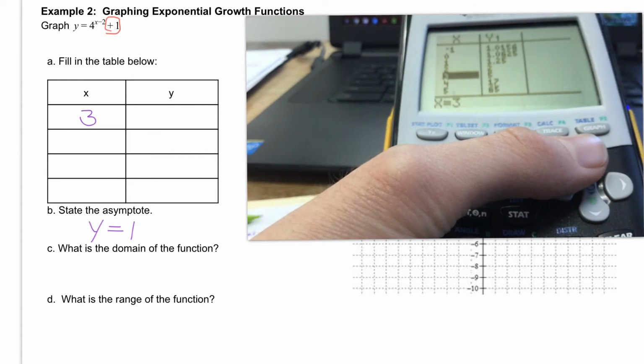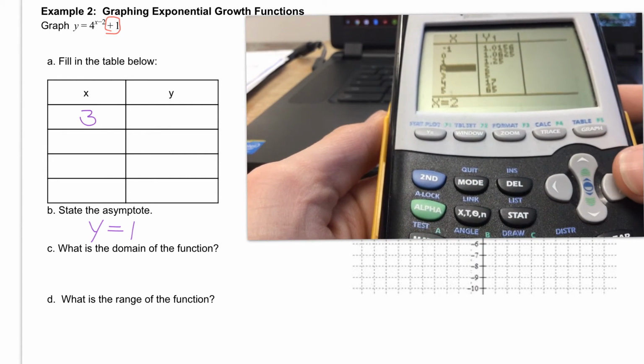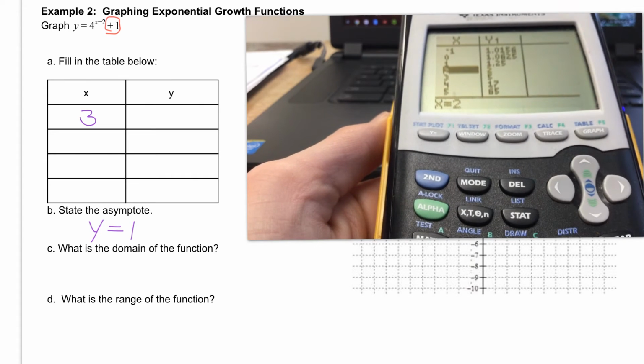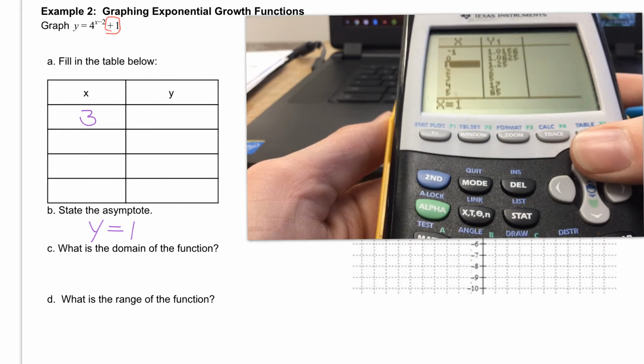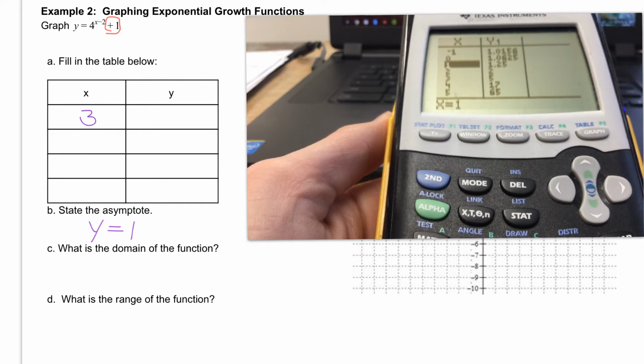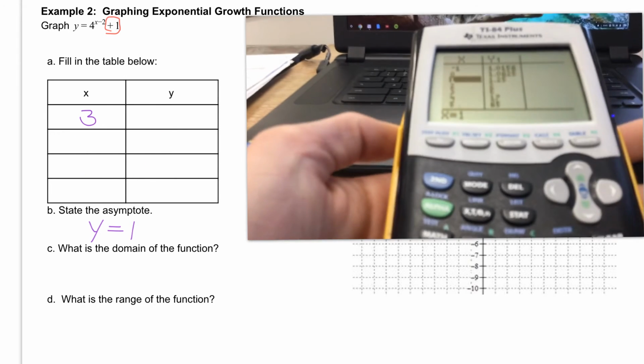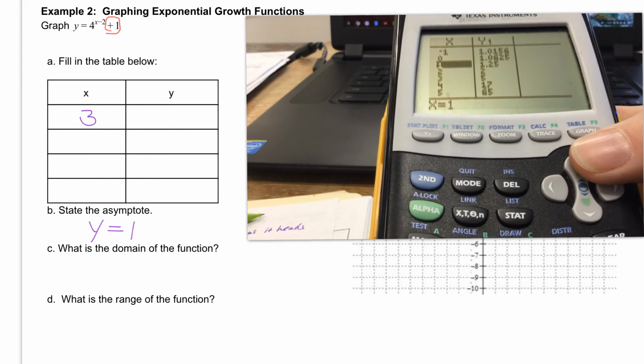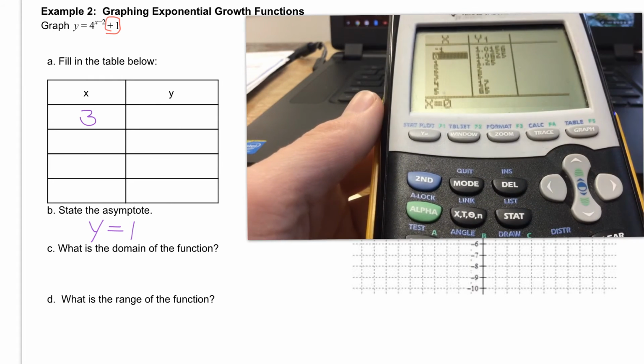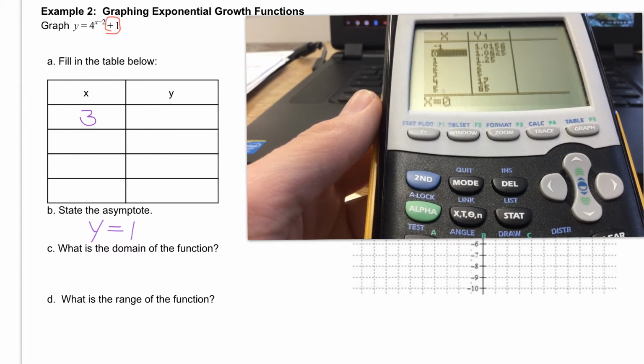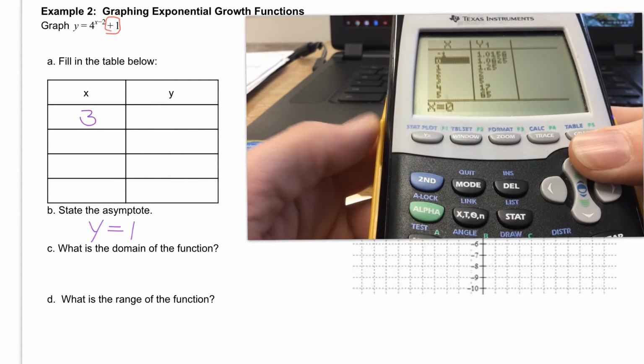And then as I scroll through, if I go up a little bit more, I have the point 2, 2, which is another point that will fit on my graph. So I'm going to use the point 2, 2. And as I continue to go up, I have the point 1 and 1.25, which will work. And then I need another point, so as I continue to go up, I have the point 0 and 1.0625.